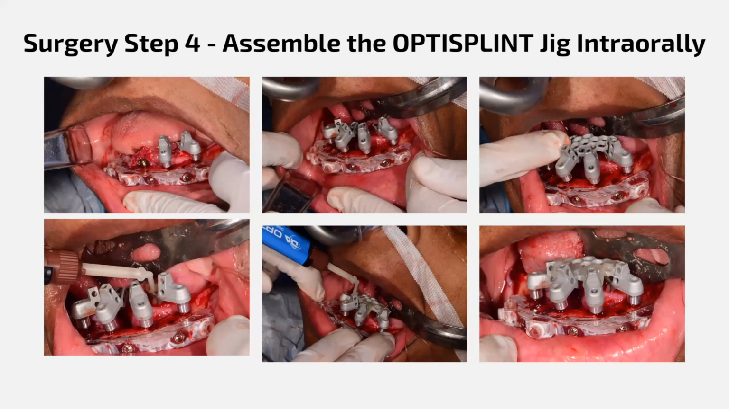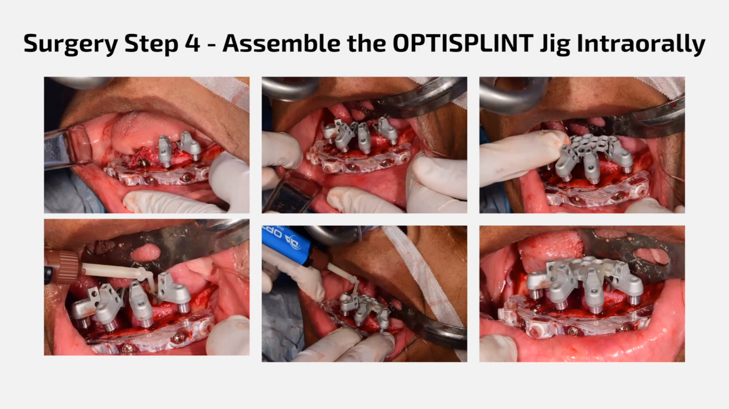And at that point, you're going to assemble the OptiSplint jig intraorally. They're actually doing it prior to suturing up, prior to closing. And you can see by doing that, you get a really good connection between your implant, your MUAs, and your OptiSplint. It gives you the ability to ensure that those are seated really nicely.